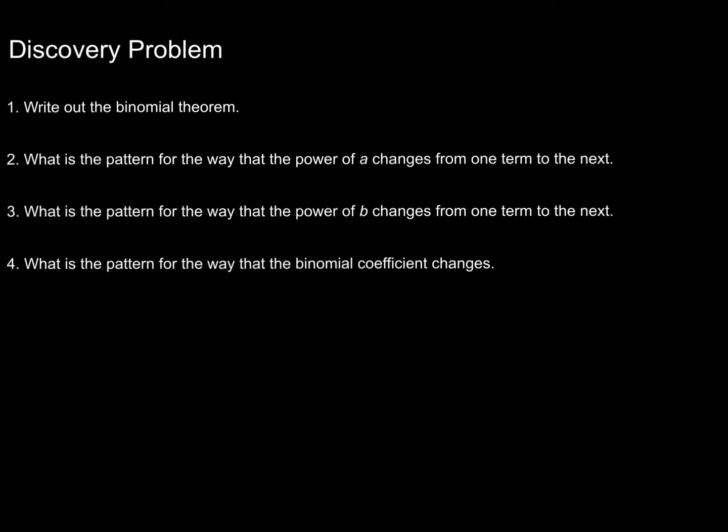So start off by completing 1 through 4 here, and it should be pretty simple. What you just want to notice is the patterns that are occurring so that we can make use of them to shorten the way that we write the binomial theorem.